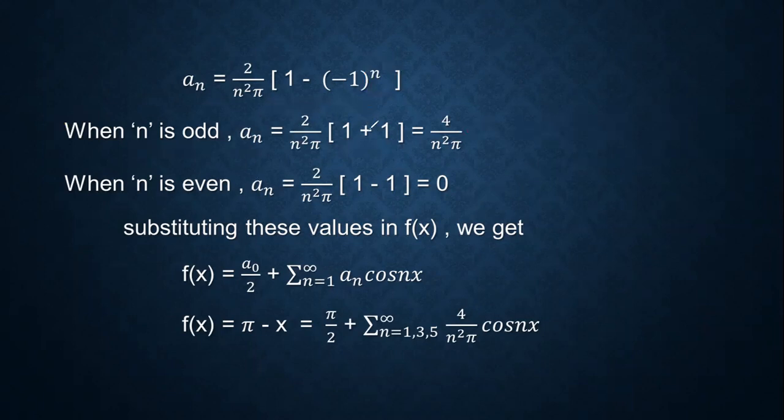So now substitute a0 and an in this series. The a0 value is pi, so you will write it as pi by 2. What is f of x? Pi minus x is equal to, a0 value you got as pi, so pi by 2 plus summation n equal to 1 to infinity. An is nothing but 4 by n square into pi for odd values, that's why n is equal to 1, 3, 5, 7 up to infinity, 4 by n square into pi cos nx. This is the way you have to evaluate the problem when you get this type of an values.